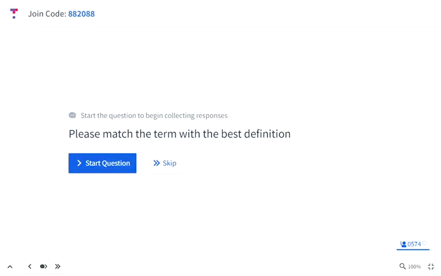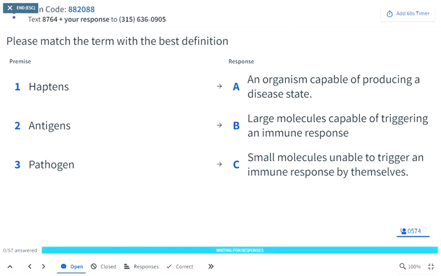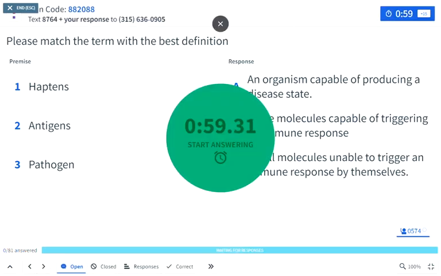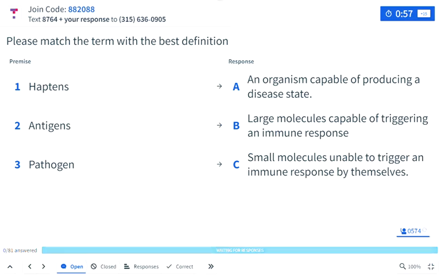And when you're done with this question, we'll be done with our presentation today. We have haptens, antigens, and pathogens. Which is which? They all sound kind of similar to each other. So let's make sure we can differentiate them from each other.